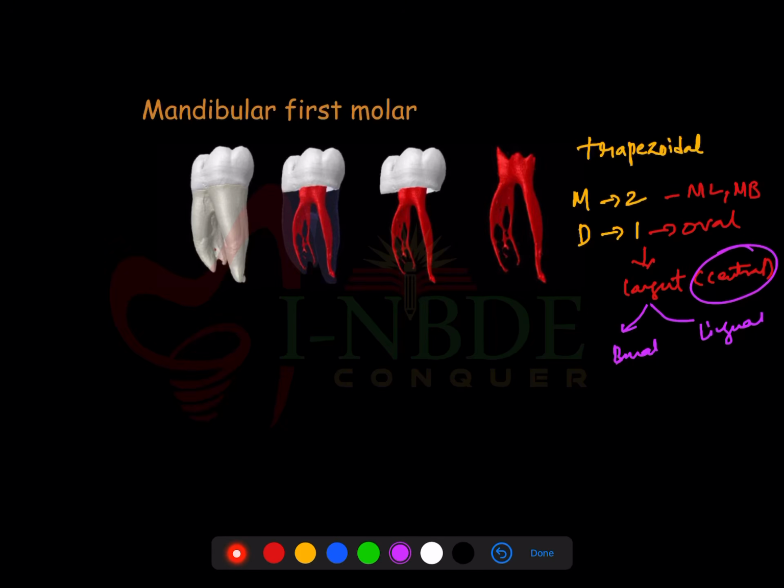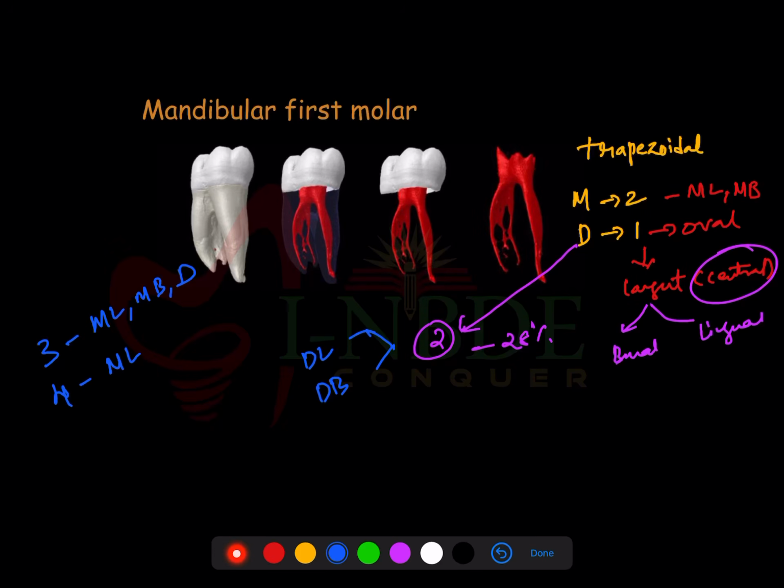For example, if you find a canal on the buccal side, you have to negotiate and try to find one on the lingual side also. Two canals on the distal side can be seen in 28% of cases; these two canals are the distolingual and distobuccal. If it is three canals, that is mesiolingual, mesiobuccal and distal. If it is four canals, that is mesiolingual, mesiobuccal, distolingual and distobuccal. This is an important thing that you have to make a note of.